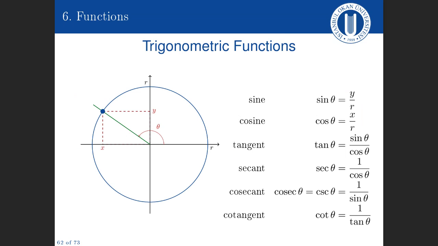The trigonometric functions. There's 6 trigonometric functions: sine, cosine, tangent, secant, cosecant, and cotangent. And we define them using a circle. Let's suppose we have a circle of radius r. Let's suppose we have a point on the circle, and we measure the coordinates of the point as x and y numbers, and we measure the angle between the x-axis and this green ray, and we call that theta, either using degrees or using radians.